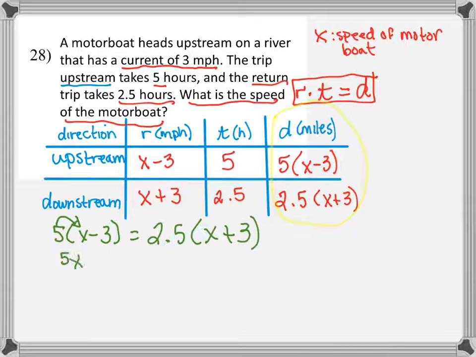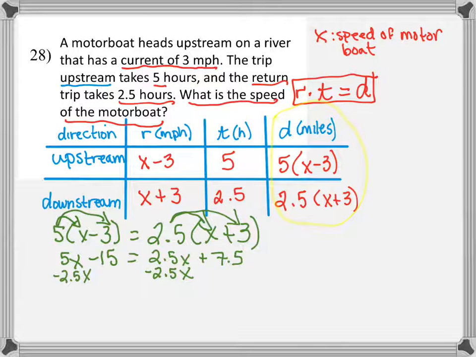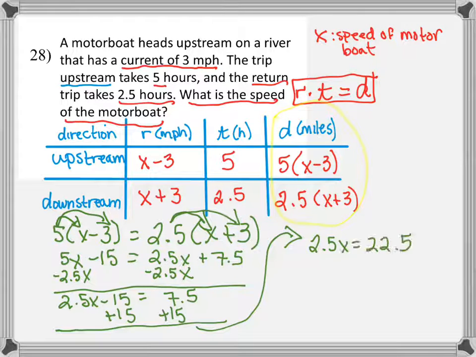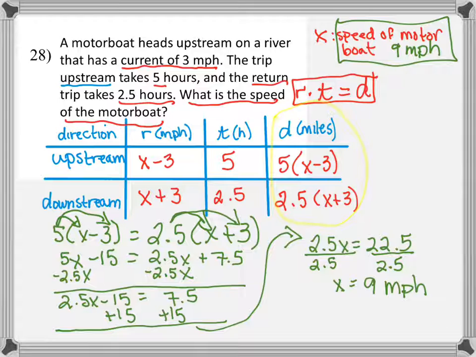Distributing, 5 times x is 5x, 5 times 3 is minus 15, 2.5 times x is 2.5x, 2.5 times 3 is 7.5. I will move my x's to the left, so I will subtract 2.5x from both sides. So 2.5x minus 15 equals 7.5. I'll add 15 to both sides. 2.5x equals 22.5. Divide both sides by 2.5. X equals 9 miles per hour. So the speed of the motorboat is 9 miles per hour.